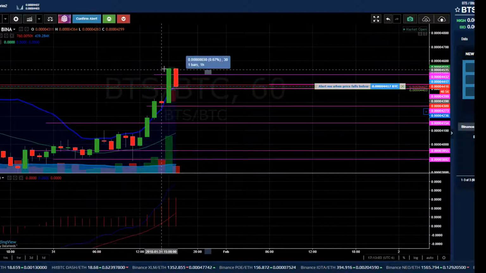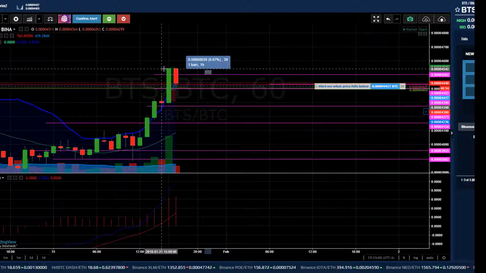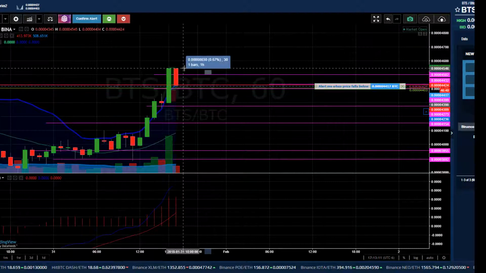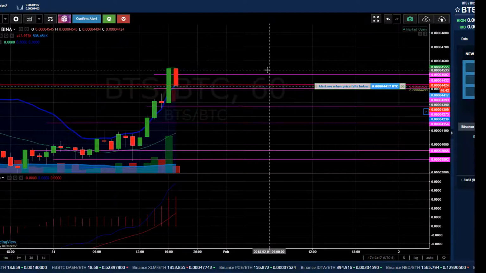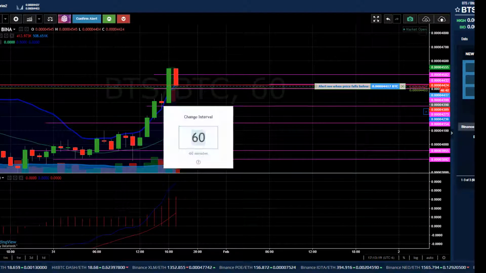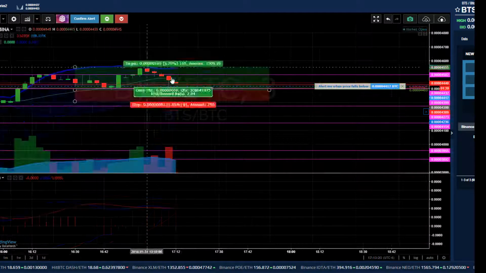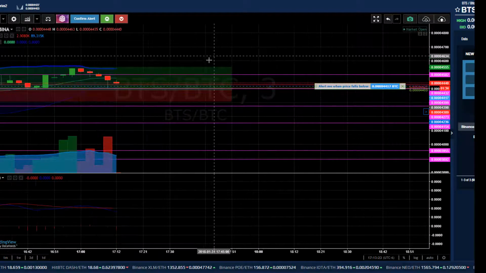Because look what happened. It kind of hit there, and it didn't really go past that, and then it just trailed off. It went down a total of 3%. Now, if you would have bought in right here where it's trading at right now.